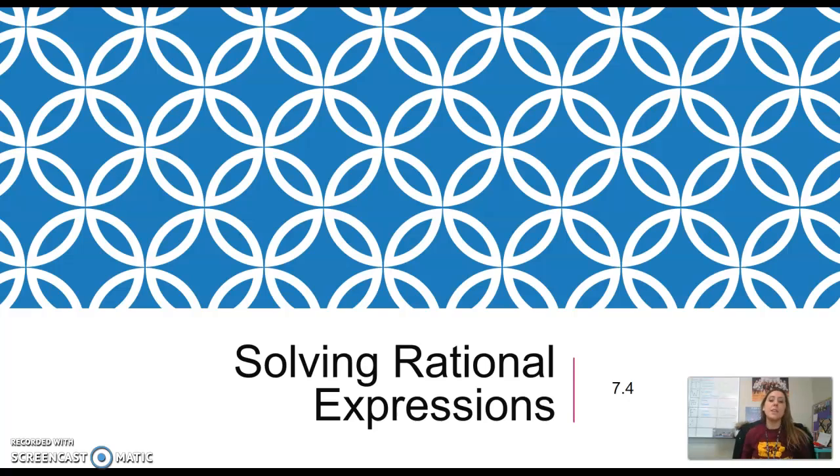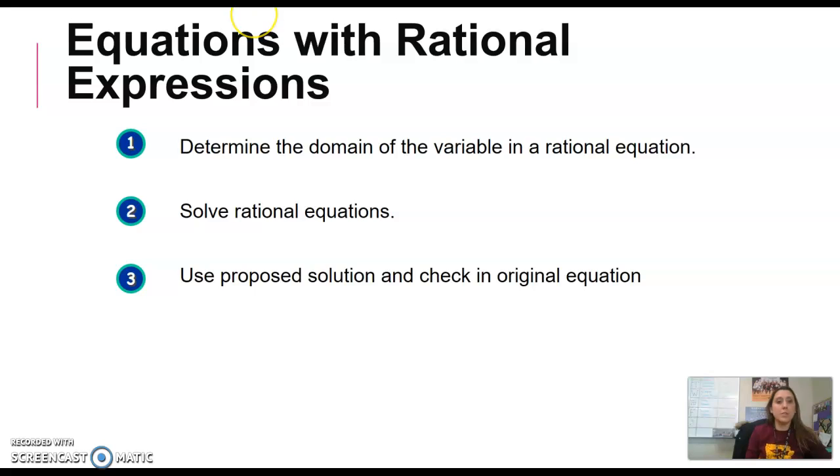Alright, functions and classes, we went ahead and moved on today and we did solving rational expressions. So I'm going to show you some stuff that's going to work for solving. So let's go to it. Equations with rational expressions.